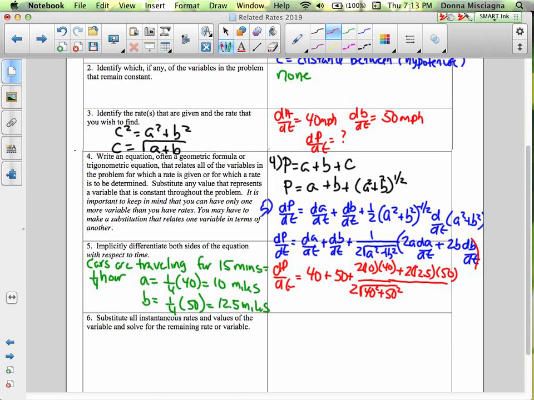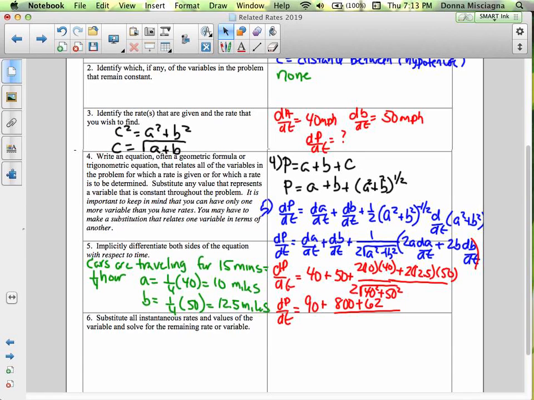All right, that's a lot of plugging and chugging. We're not going to write it all down, because we'll use up all our space; we'll explain it verbally. dP/dt equals, so this is 90 plus, and in the numerator we've got 2 times 10 is 20, times 40 is 800, plus 50 times 50. 50 times 50 is 2,500.